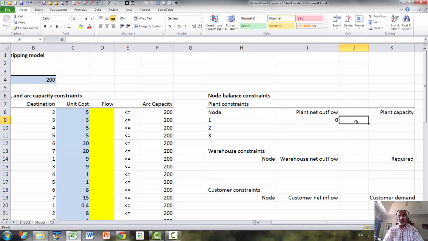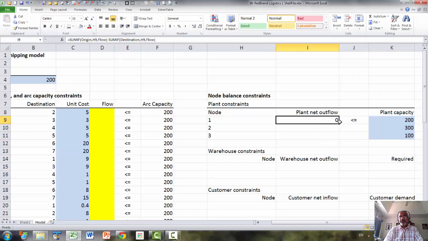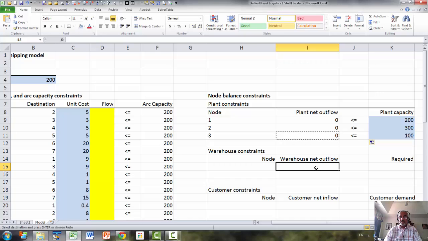So that will give us the net outflow, and the net outflow should be less than or equal to the plant capacity, and the plant capacities are given. So let's enter those numbers: 200, 300 and 100. These are input values. Okay, so now we can copy that.